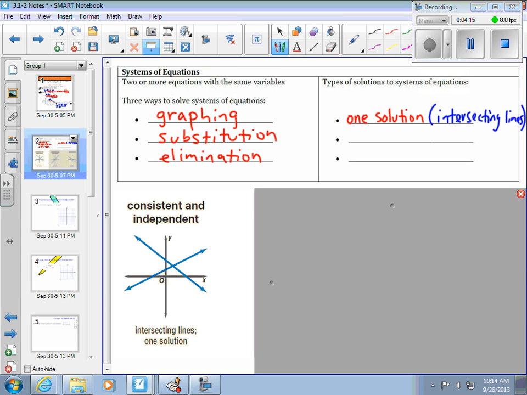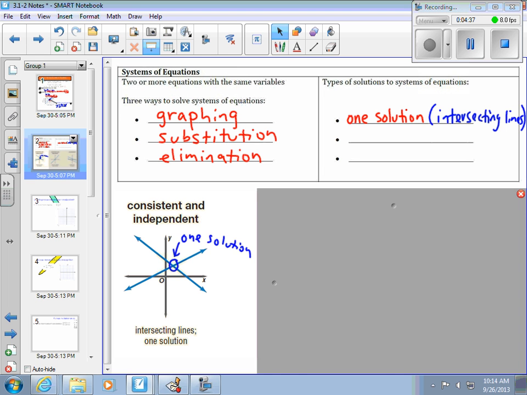And you get that when you have intersecting lines. Okay, here's an example down here. On this graph, you can see these two blue lines are crossing at this point. That is the one solution where both are the same. So when two lines cross, you get one solution. Okay, intersecting lines, you get one solution. We also call that consistent and independent.